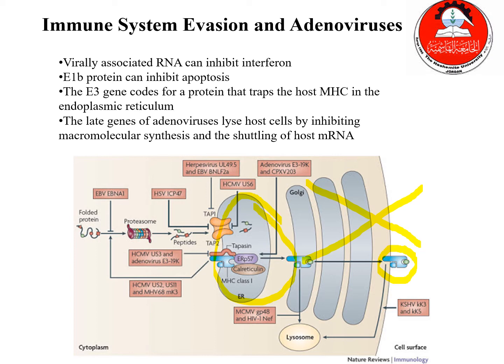Also, the late genes of the adenovirus lyse the host cell by inhibiting macromolecular synthesis and the shuttling of host messenger RNA. How is that helpful? Because this helps in the release of the naked adenovirus and its spread to the neighboring cell, leading to infection of the neighboring cell as well.